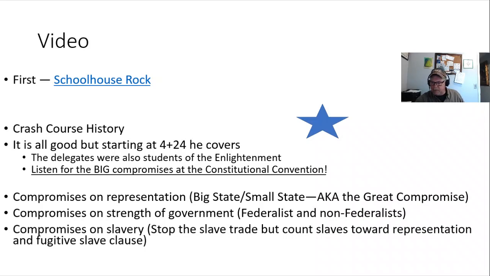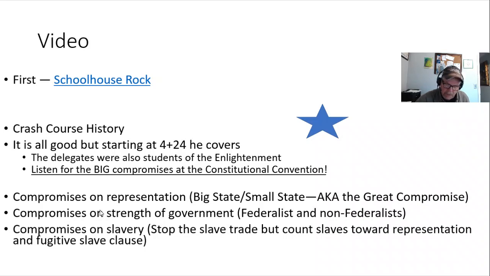But what that does is it sets sort of a time bomb in the Constitution that's going to go off in 1860, right? So those are the three big compromises baked in that had to be solved to get the Constitution ratified.